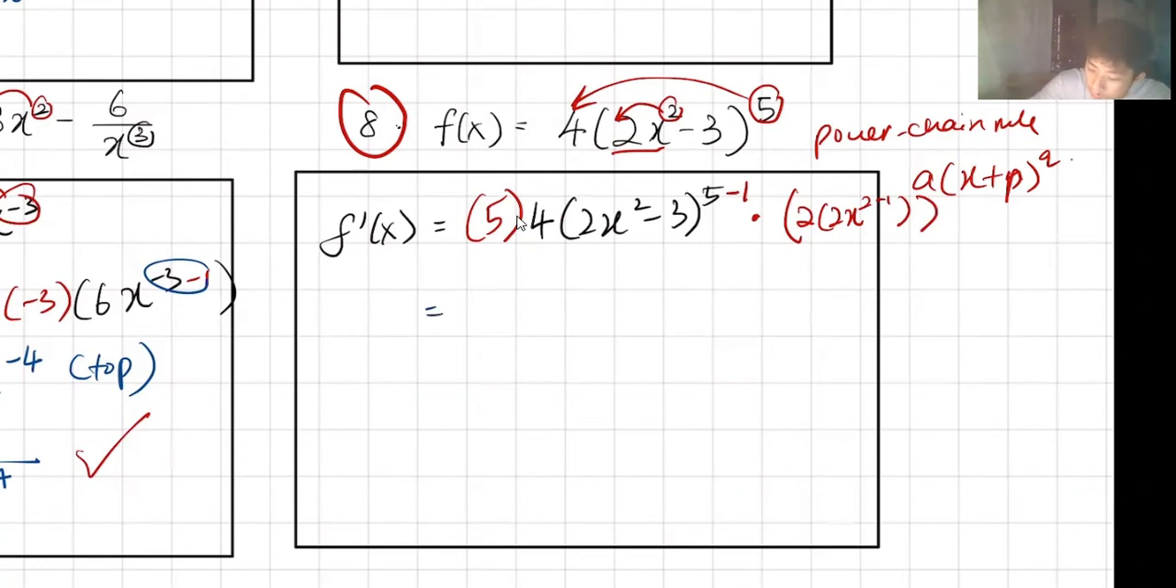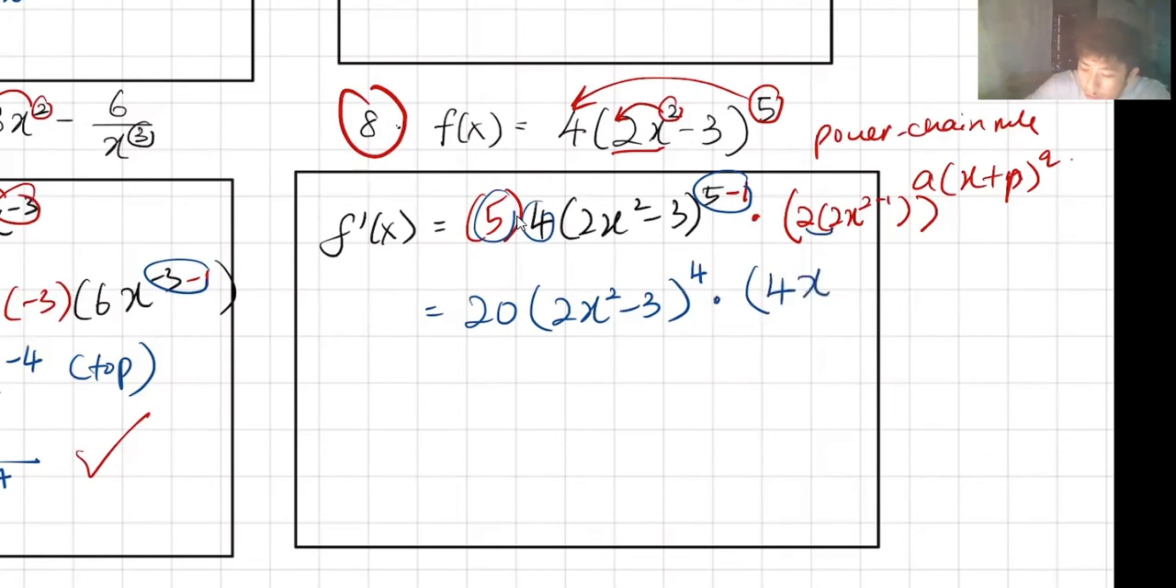What I get is 5 times 4 gives me 20, times (2x squared minus 3) to the power of 5 minus 1, which gives me 4. So times what? Times 2 times 2 gives me 4, x to the power of 2 minus 1 is x to the power of 1. This 4 I can multiply in front because everything is multiplying each other. So I can bring the 4 in front for multiplication.